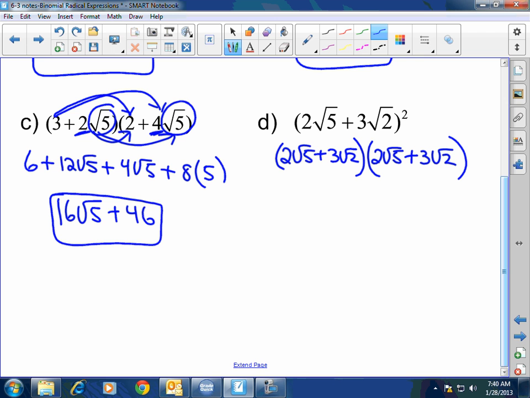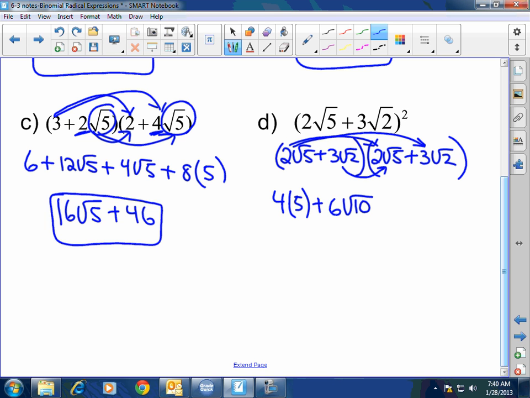All right? 2 square root of 5 times 2 square root of 5. Remember what we've been doing already. 2 times 2 is 4 times the square root of 5 times square root of 5 is 5. Done. 2 square root of 5 times 3 square root of 2. Remember, as long as the indexes are the same, you can multiply or divide any radicals you want. So, 2 square root of 5 times 3 square root of 2. This is going to be plus 6, because 2 times 3 is 6. And then square root of 5 times square root of 2 is going to be the square root of 10. They don't cancel because they're not the same.